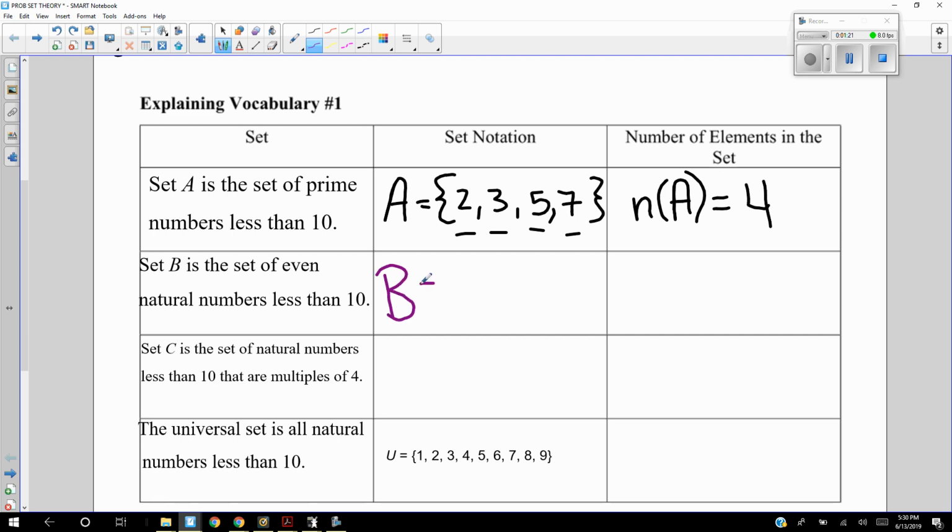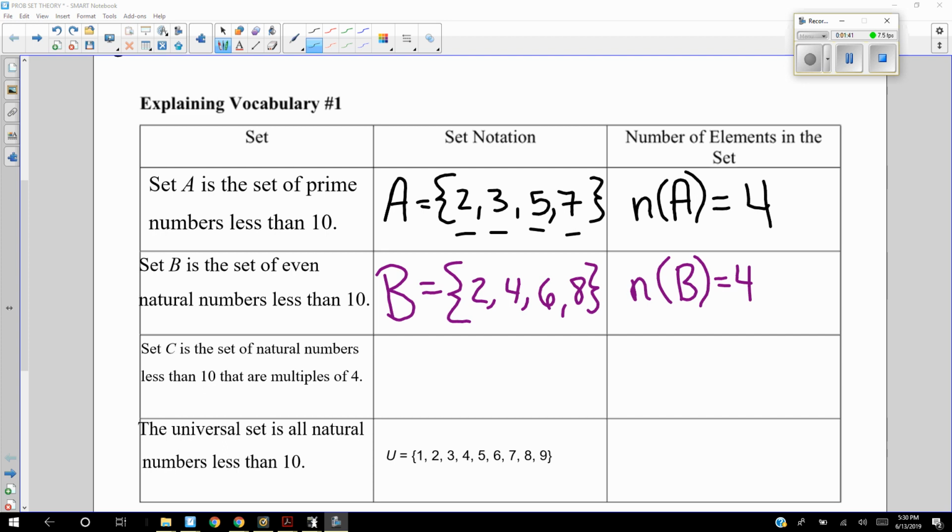Set B is the set of even natural numbers less than 10. So that's 2, 4, 6, 8. Natural numbers are counting numbers. That excludes all the decimals in between. And then same thing, the number of elements in set B, there are 4. Set C is our smallest set. It's the set of natural numbers less than 10 that are multiples of 4. So 4 is a natural number less than 10 that's a multiple of 4, and so is 8, and that's it.